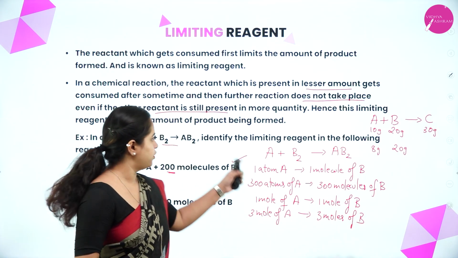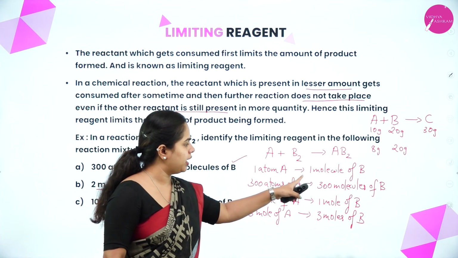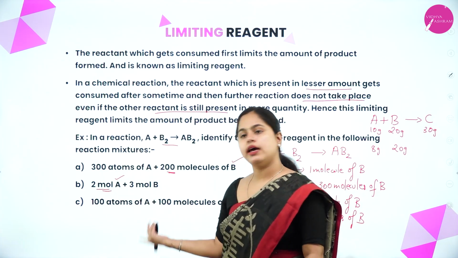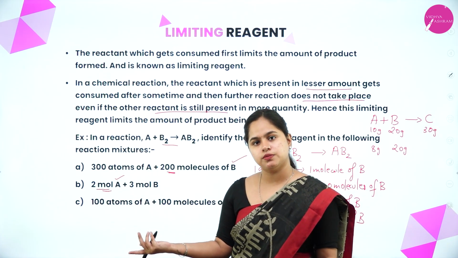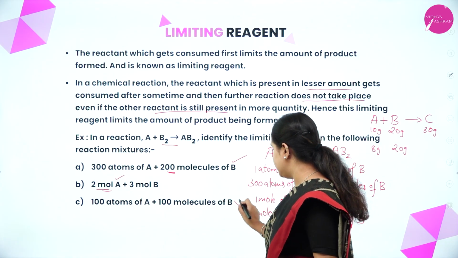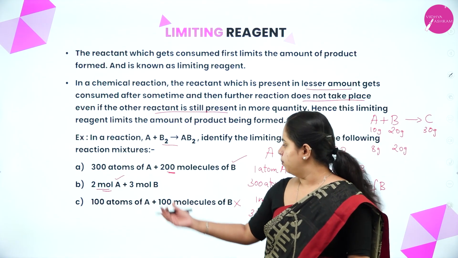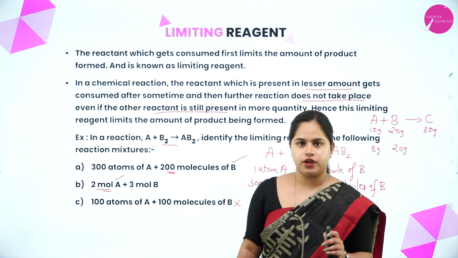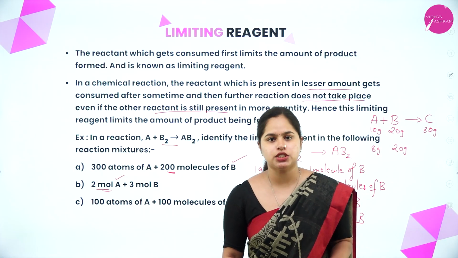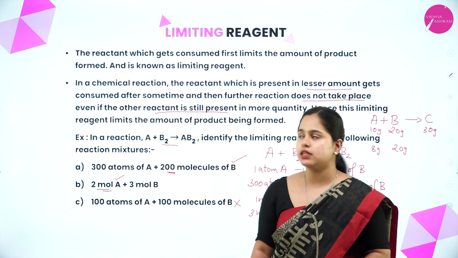So let's take the first part itself. 1 atom of A gives you 1 molecule of B. So 100 atoms of A will need how much? 100 molecules of B. So in this case, there is no limiting reagent. Both are present in equal quantities which is required. So I hope the limiting reagent is clear and how to do the numericals.